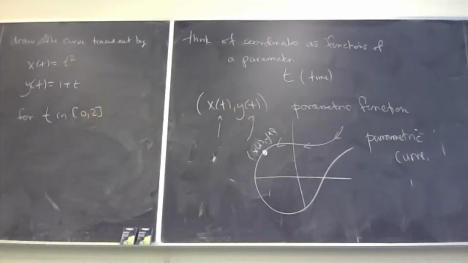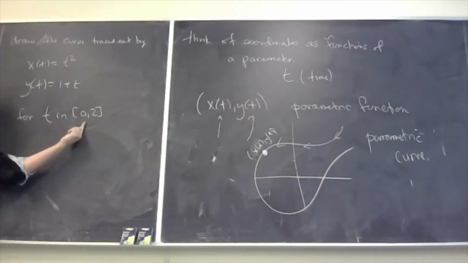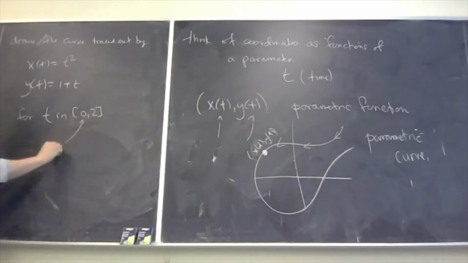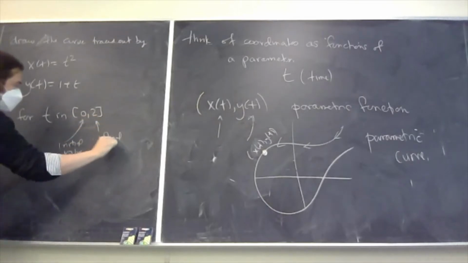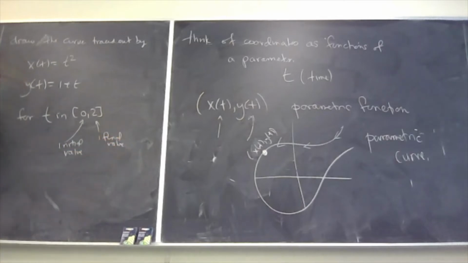So another thing you can do with parameters that you don't often get to do with graphs is specify a particular piece of a parametric curve by telling you what I want the parameter values to take on. Here you can imagine 0 seconds to 2 seconds. So this is normally called an initial value, and this is a final or terminating value for the parameter, and those correspond to points on the curve.